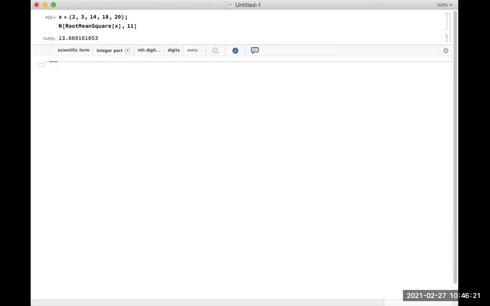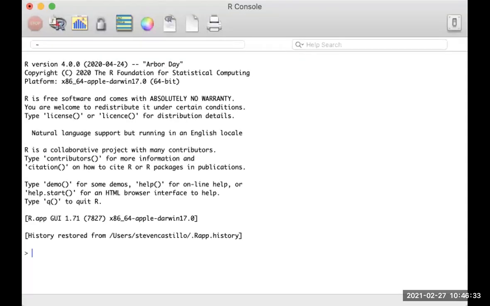Okay, so, R, let's do R. R is a very popular program for statistics. So let's input your data into something called X. I'll store it in the following column: 2, 3, 14, 18, 20.